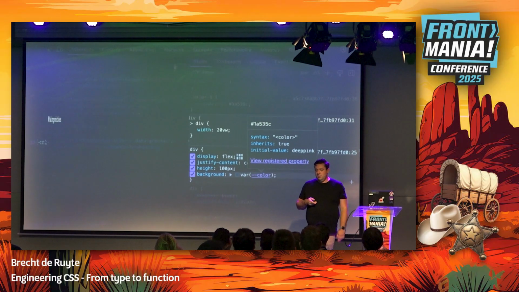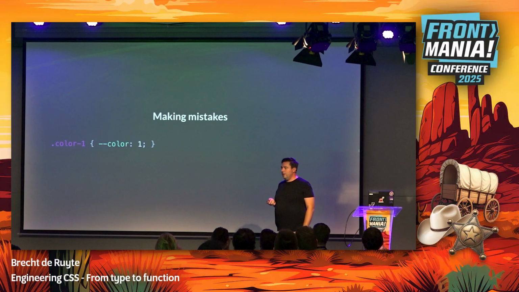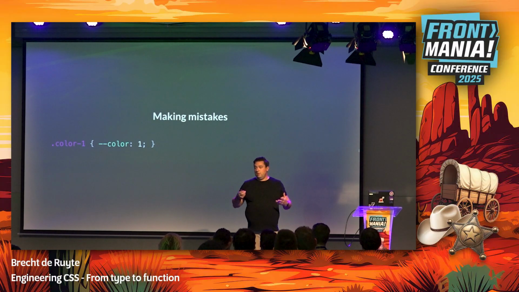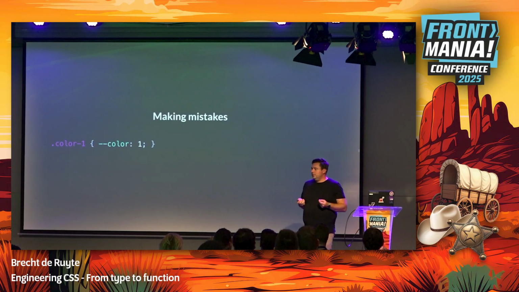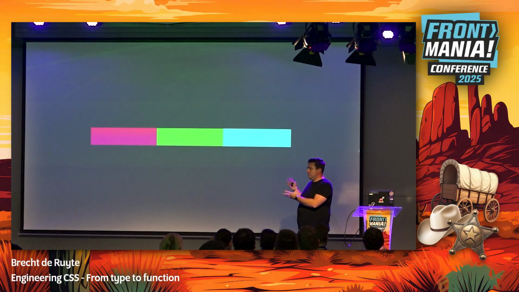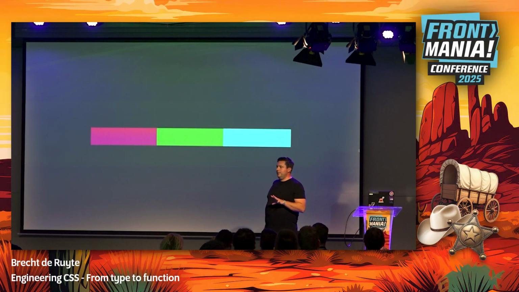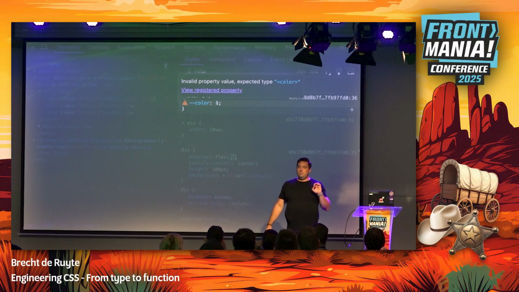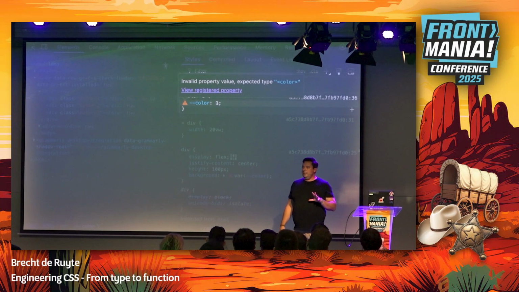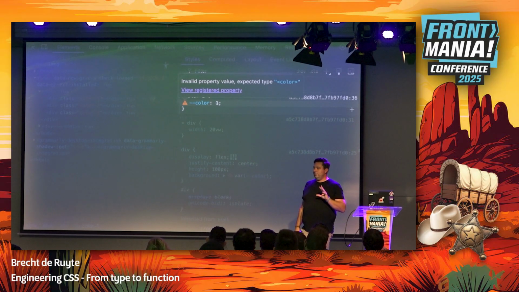Very handy. So that one guy comes along and thinks that color is, well, 1 is a perfect value for a color. I mean, a person can do that. Now what would happen in this case? Well, it would fall back to that initial value. Be set to deep pink. But what's even more beautiful about this is that inside of my DevTools, I can actually see this. I get a nice little warning icon in there telling me that this is an invalid property value, and the expected type here is color.